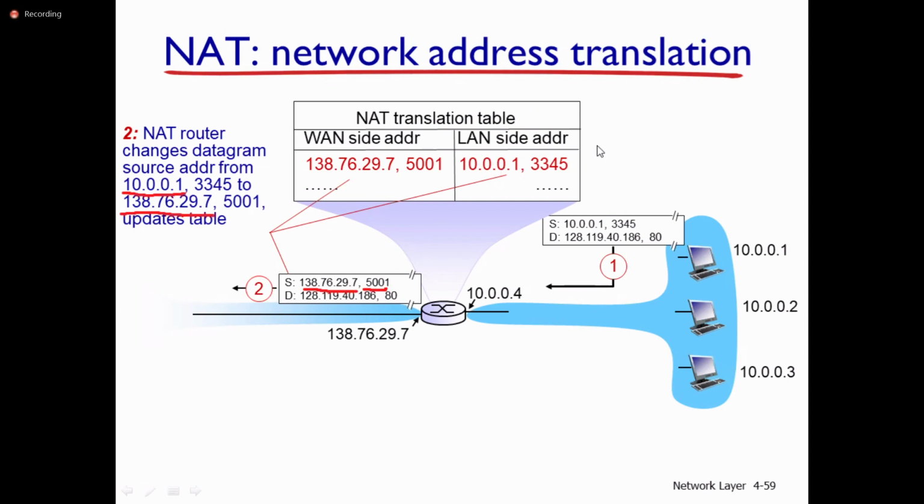This is the source IP address and port number, and the NAT IP address and new port number. These are maintained in the NAT translation table. The destination address is the same. You can look at here, the destination is the same in both cases. But the NAT replaces the source address and port number of the leaving datagram.